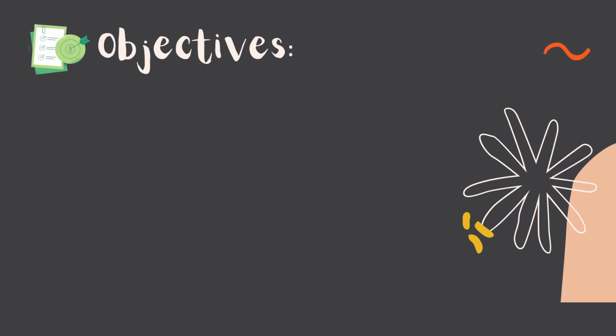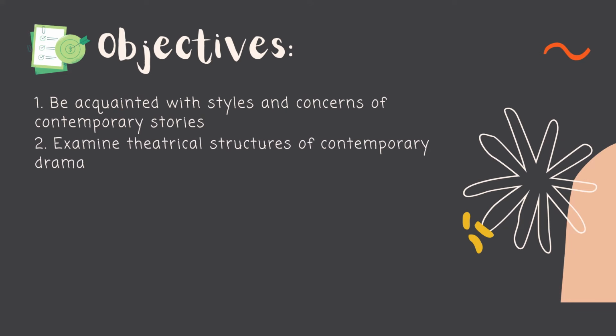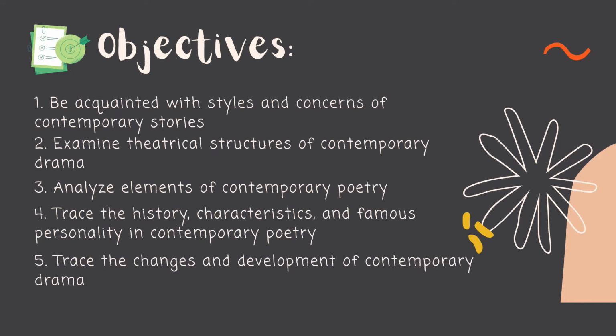And here are the objectives. At the end of the lesson, students should be able to be acquainted with styles and concerns of contemporary stories, examine theatrical structures of contemporary drama, analyze elements of contemporary poetry, trace the history, characteristics, and famous personalities in contemporary poetry, and trace the changes and development of contemporary drama.